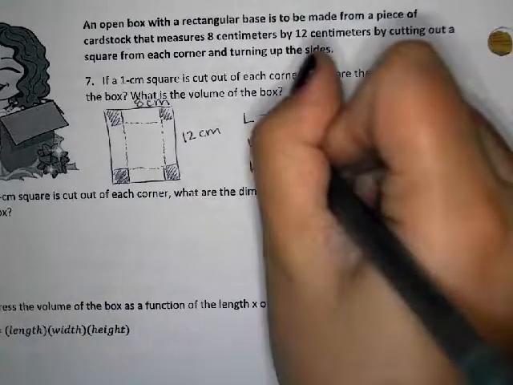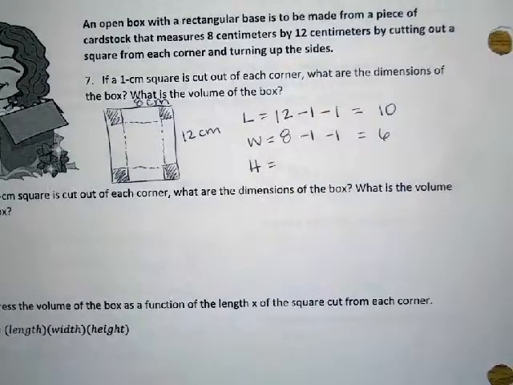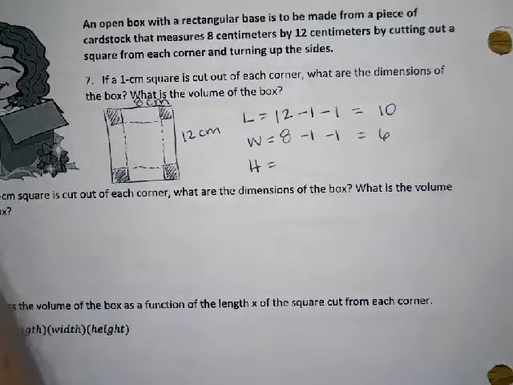Now, look at this. Listen carefully. If you take this and you fold it, what's the height going to be? It's going to be 1 centimeter. Whatever the size of the square is, when you fold these, that's what creates the height. So if the square was 1 and I fold it, now it's a height of 1 centimeter. Okay? So we're going to say the height is 1.